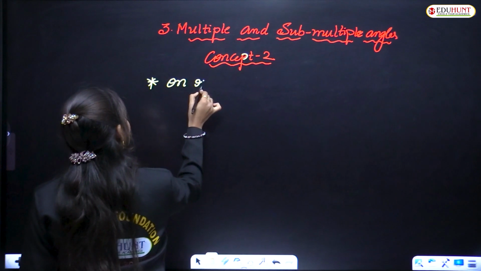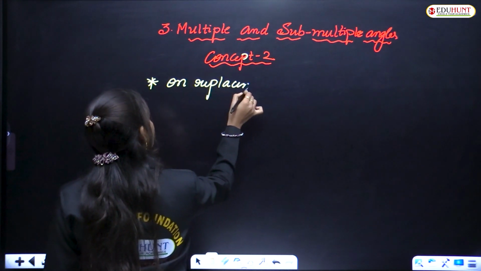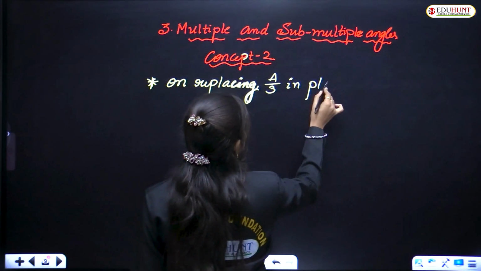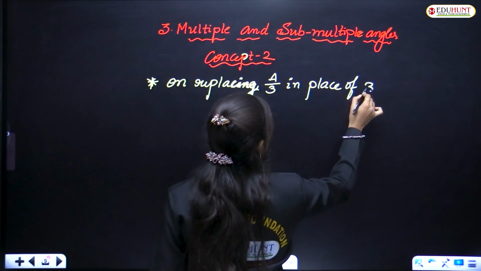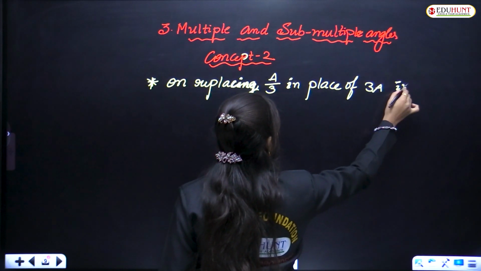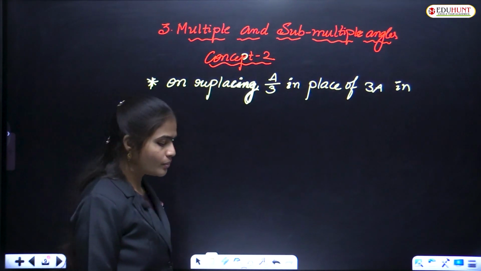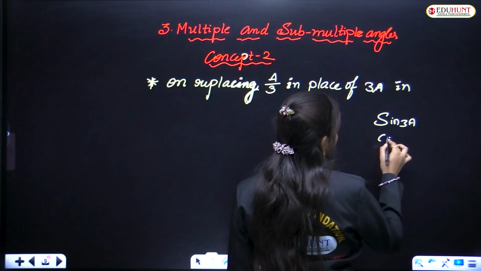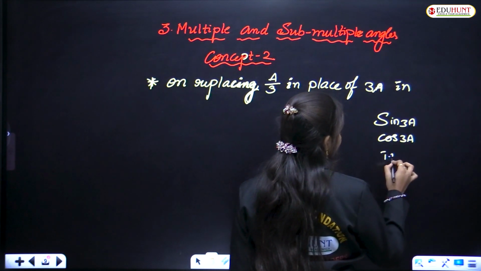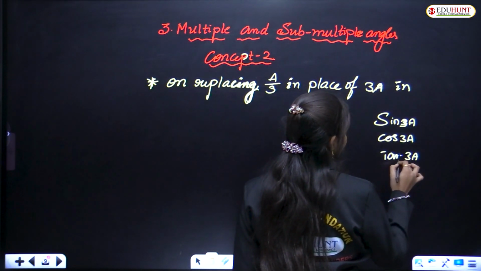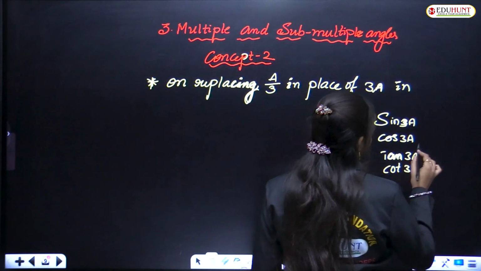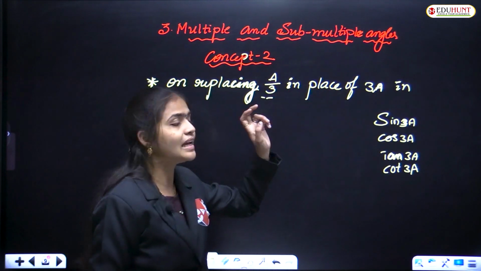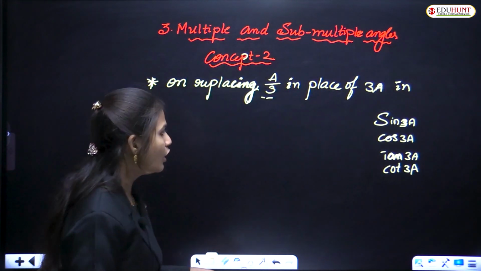On replacing A by 3 in place of 3A. In which formulas? What formulas did we discuss here? Sin 3A, cos 3A, tan 3A, cot 3A. These four formulas we discussed, no? So in place of A, just substitute A by 3, then we will get the submultiple angles. Okay, so let us see that.